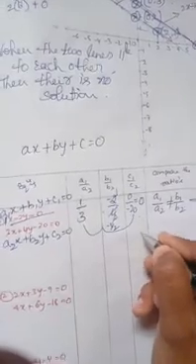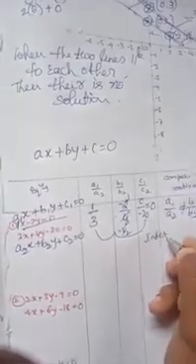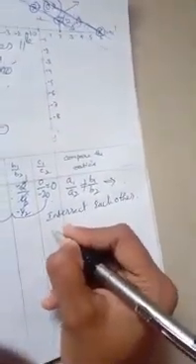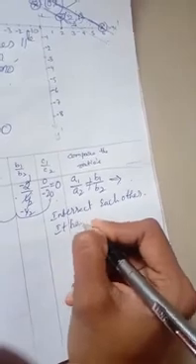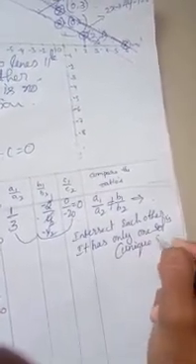These two lines intersect each other at one point, and it has only one solution. It is known as a unique solution. It has a unique solution or only one solution. Only one is written as unique solution.